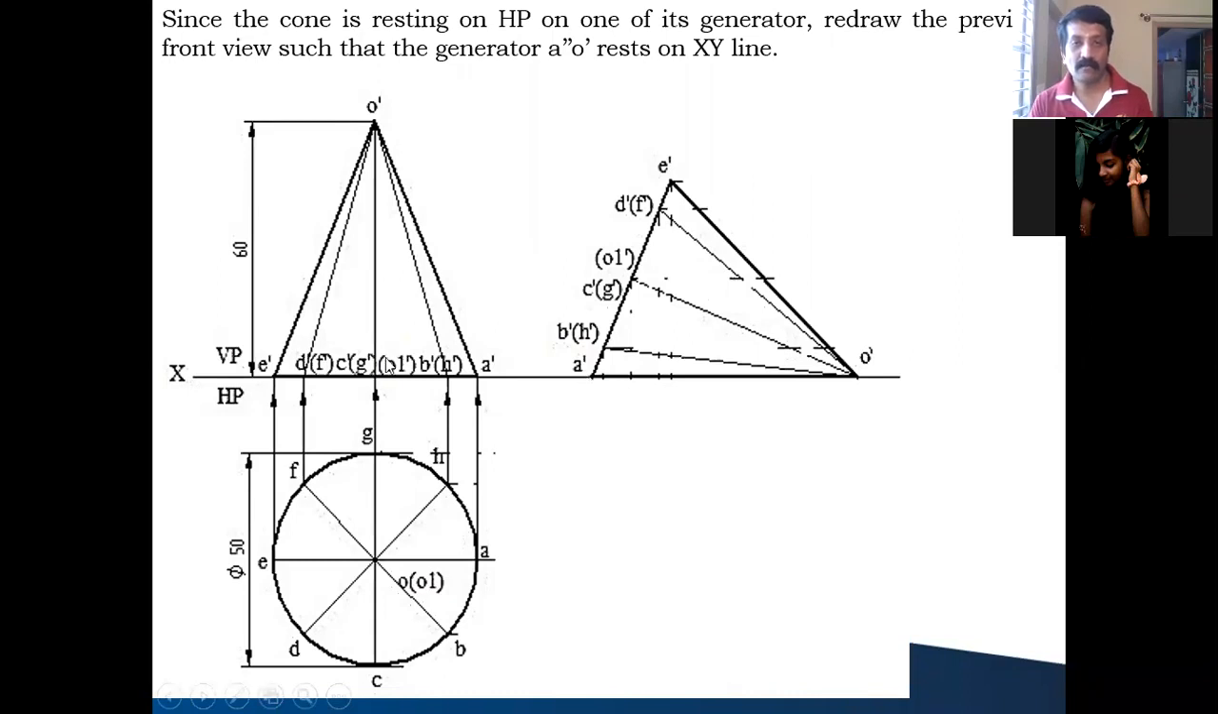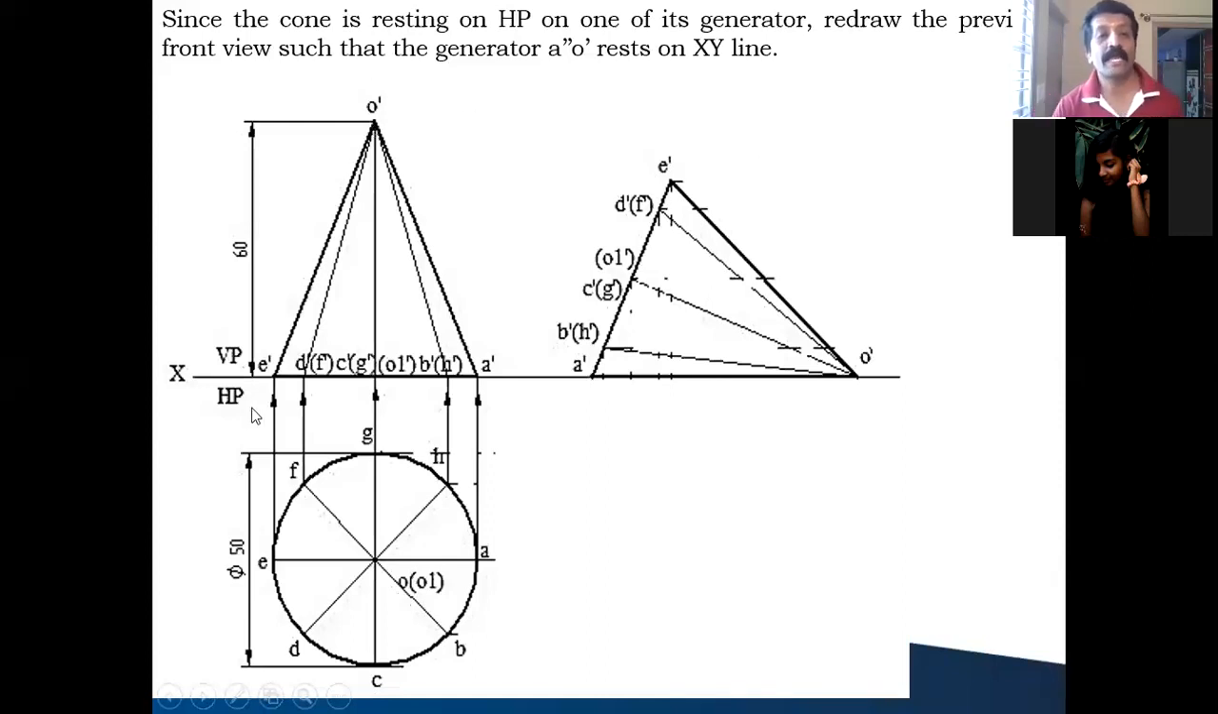So I'll take any one point on the right side of the XY line and call that A dash. Now I'll take the slant generator, that is the A dash O dash distance. From A dash I'll cut the XY line, so I'll get O dash. How to get this E dash point? From A dash to E dash you take the length. From A dash you cut an arc here.